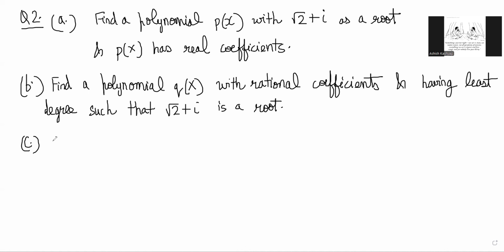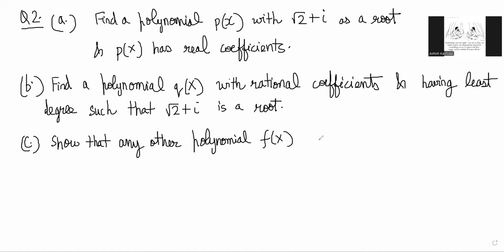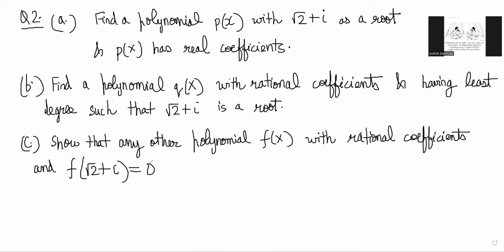Part C is, show that any other polynomial f of x with rational coefficients and f of root 2 plus I equal to 0 has Q of X as a factor. So each part builds on the other. First you have to solve A, then you have to do B and so on.